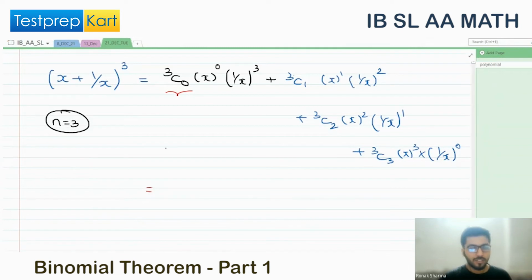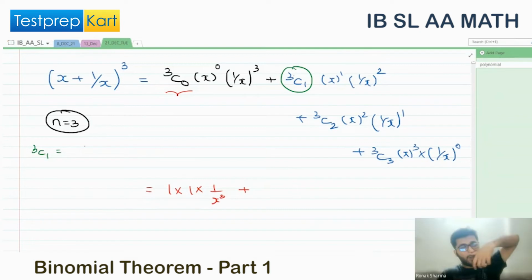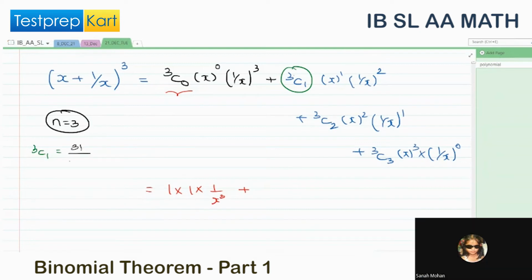So 3C0 will be 1, x power 0 is 1, and 1 by x cube will be 1 by x cube. The 3C1 value will be... it would be 6, no, by 6. Oh no, not 6.